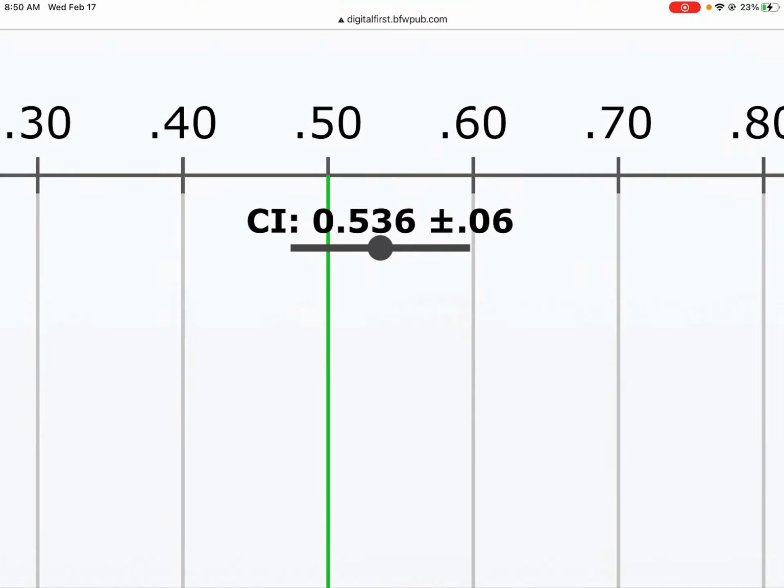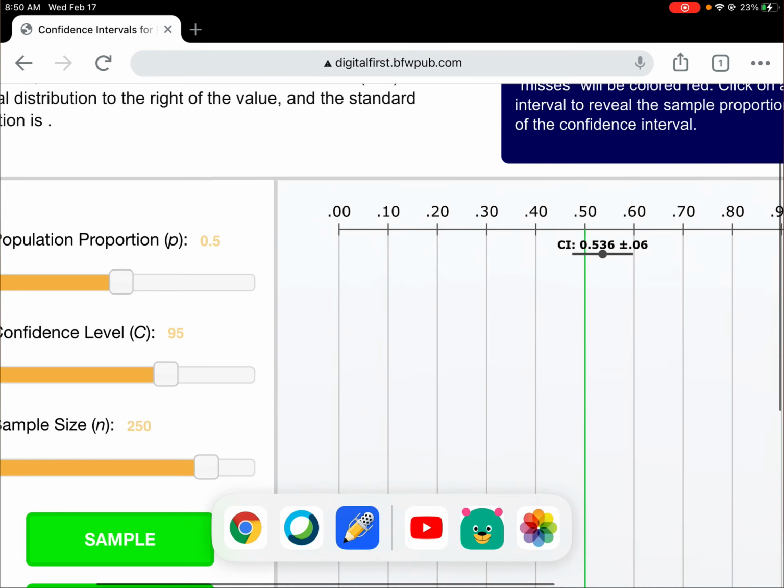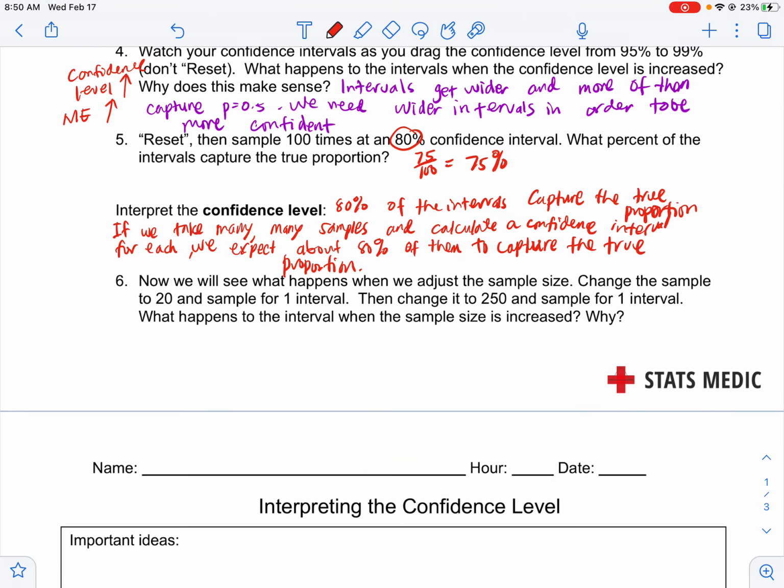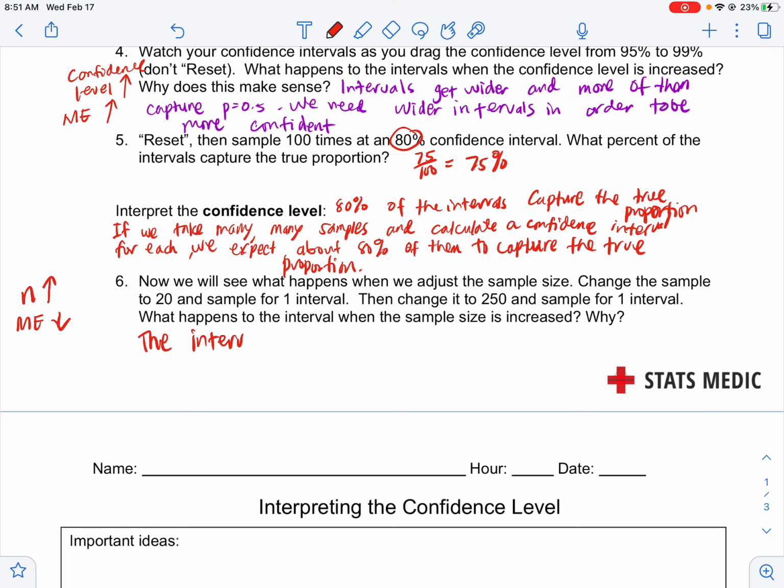So it gets narrower. Does that make sense? We're getting closer to the true proportion. So our interval or our estimate gets narrower. So that means when n is increased, the margin of error will decrease. Does that make sense? If you have more sample, your estimate is getting narrower. You're getting closer to the true proportion. So this is the interval. When we increase the sample, the interval is much narrower.